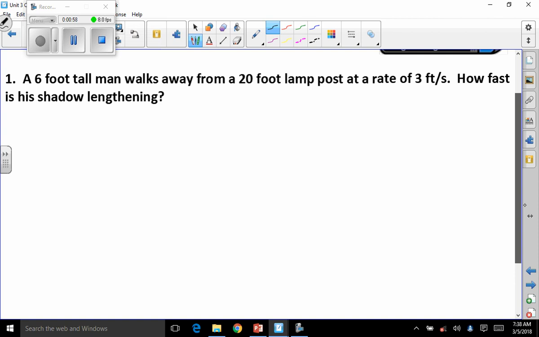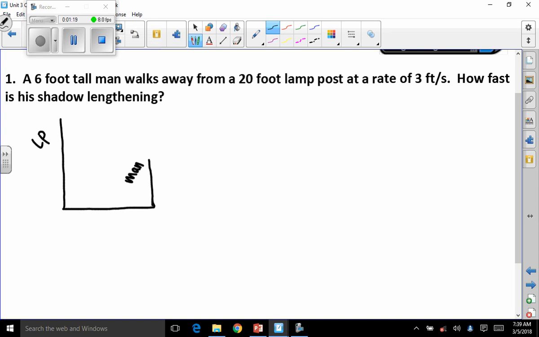Yeah, so we have a lamppost, correct? So this is the lamppost. And then somewhere over here we have a man. Agreed? Okay. So the man is walking away from the lamppost, right? And so we know that this distance is changing, because he's moving further and further away from the lamppost. So if this is changing, we need to give it a variable. What variable do you want to use?